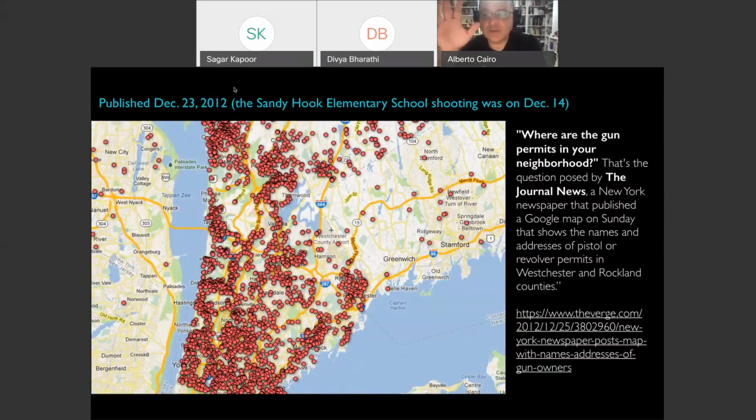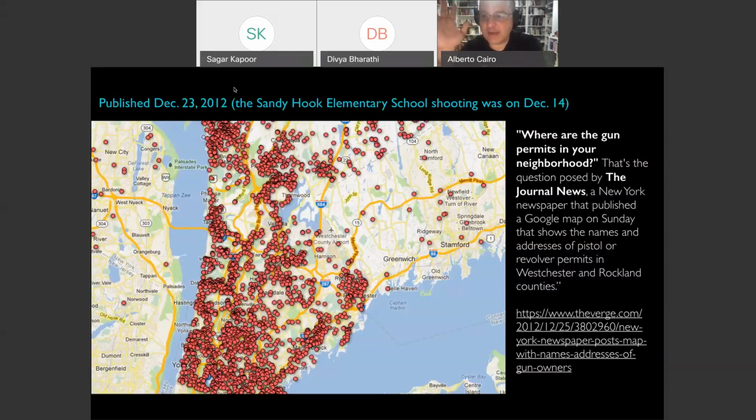Twenty-something children were killed by a shooter. It was a horrible, horrible event. And a few days later, a newspaper in the state of New York, the Journal News, published this map. What this map is showing is the position of people who have a gun permit in New York State, right?